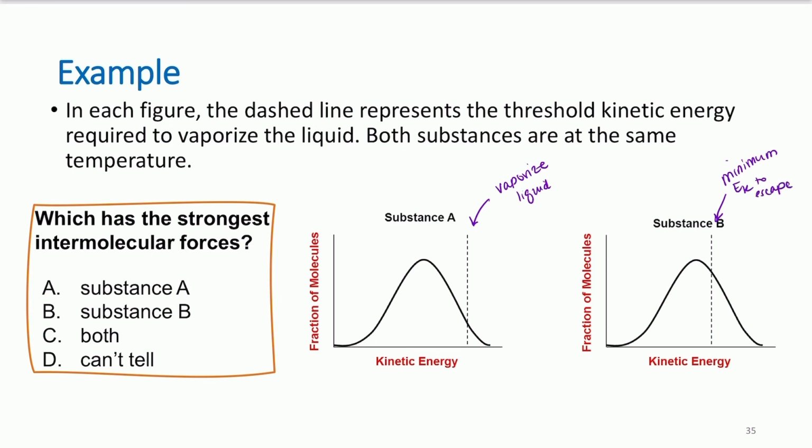If I look at the portion of molecules under here versus portion of molecules under here, substance B has a lot more molecules that are escaping. So which one has the strongest intermolecular forces? The one who is not as easily escaping. Substance A in this case would have the strongest intermolecular forces because more of them are still holding into the solution.